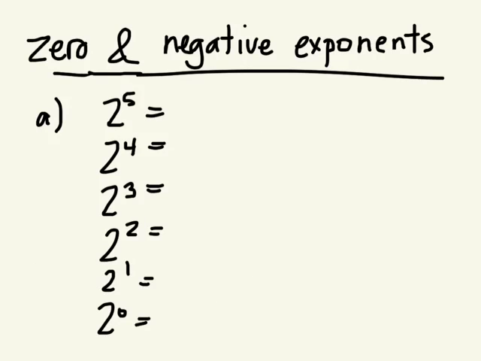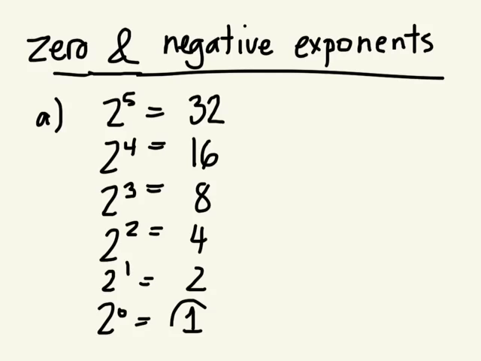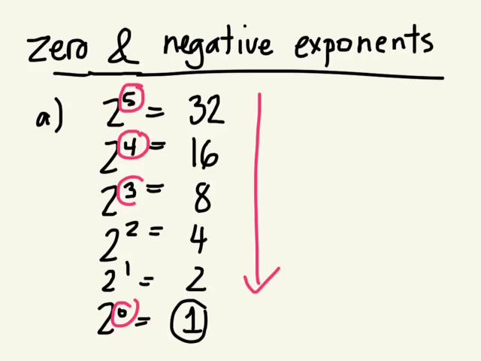Okay, so just as an investigation, while we're looking at zero and negative exponents, let's look at this. 2 to the power of 5, 2 to the power of 4, 2 to the power of 3, 2 to the power of 2, 2 to the power of 1, 2 to the power of 0, 1. Okay? What did you notice as we decreased? What happened to the answers as your exponent decreased by 1? What happened to the answer? Anyone know the pattern?